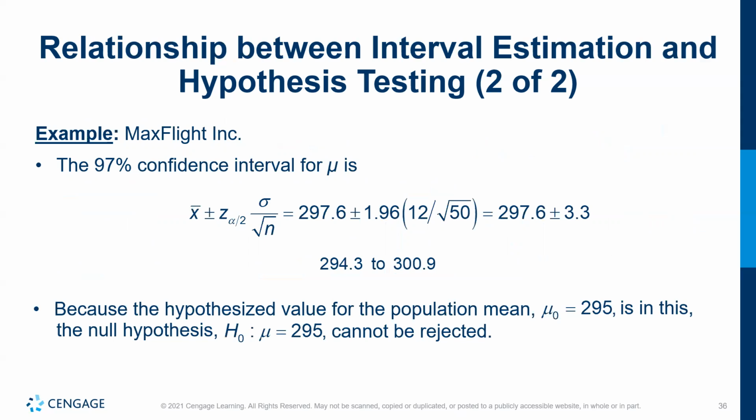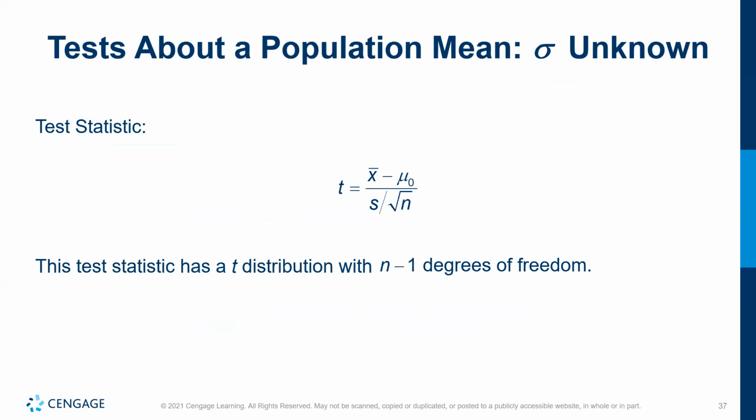So if we consider the max flight example we just used, we could look at a 97% confidence interval. We would see that interval, using what we did last chapter, would be between 294.3 and 300.9. And since our mean is assumed to be 295, it falls within that interval, so we don't reject it. Okay, so it's the same idea of what we'd already been doing.